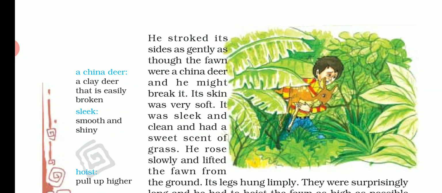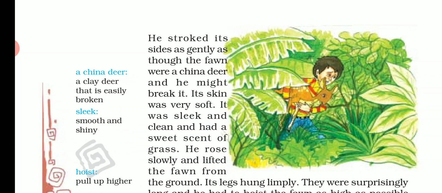Its skin was very soft. It was sleek and clean and had a sweet scent of grass. So it is a description of the deer baby that is very soft. It's very thin and slim, and its body was smelling like grass.